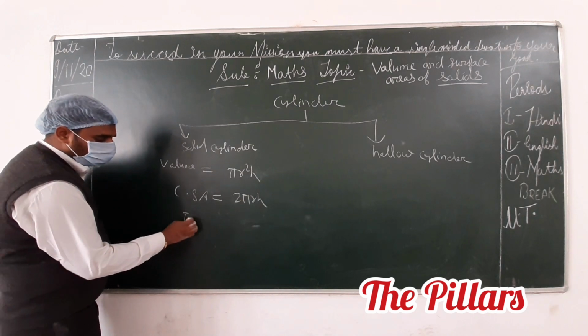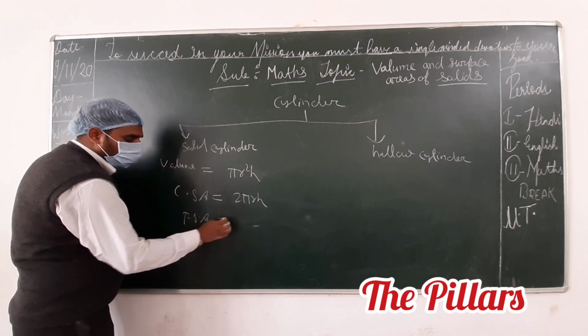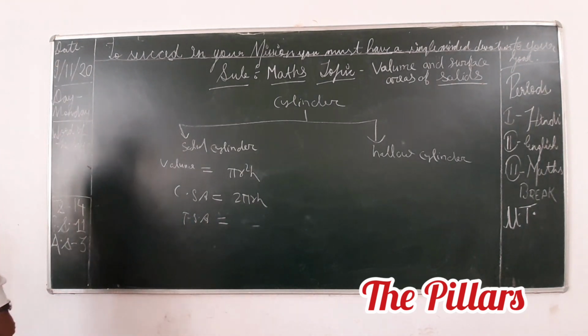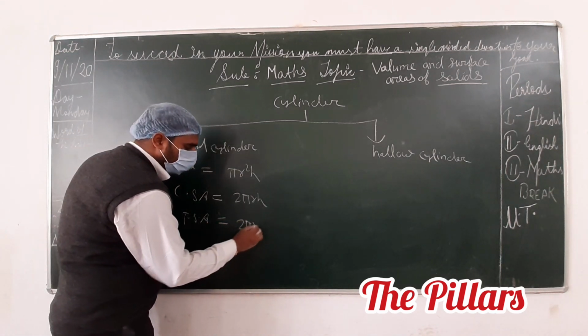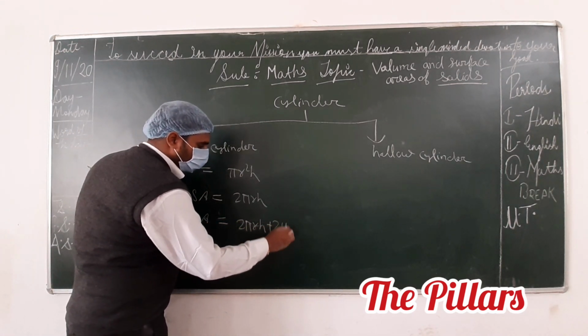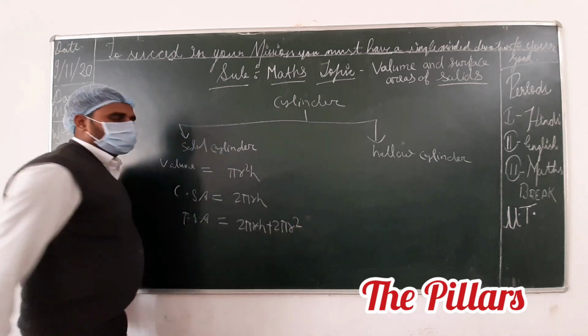After that, we will discuss the total surface area. Anirudh, what is the total surface area of the solid cylinder? Sir, 2 pi r h plus 2 pi r square. Very good.